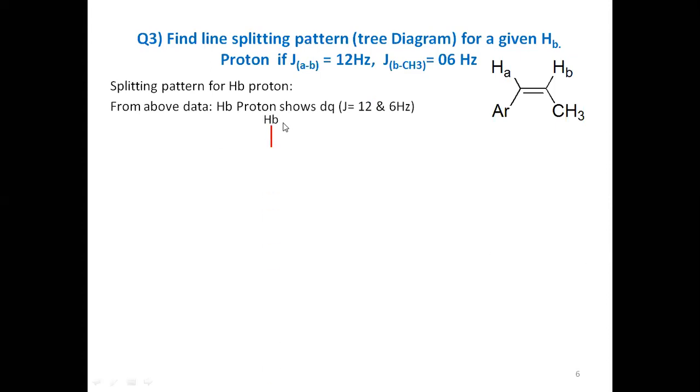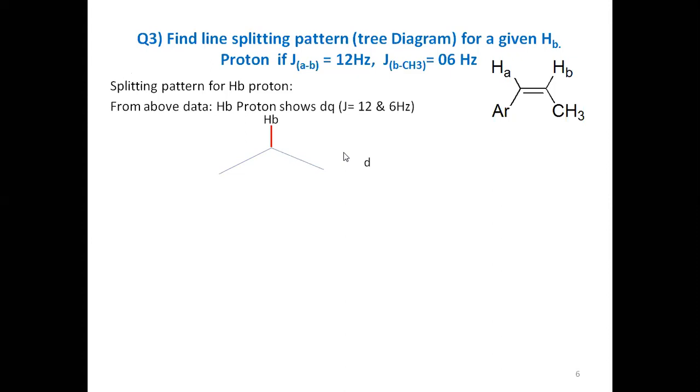So this is HB, your HB line you have to draw first. First it is split as a doublet or quartet? It's a doublet. Why doublet? Higher coupling constant value. That doublet has the higher coupling constant, and the higher coupling constant splits first and then the lower, because the higher the coupling, the less energy is required. So here it's split by J equal to 12 hertz.